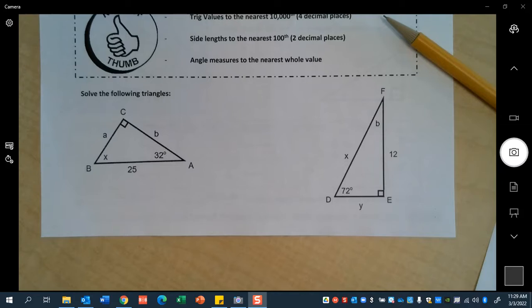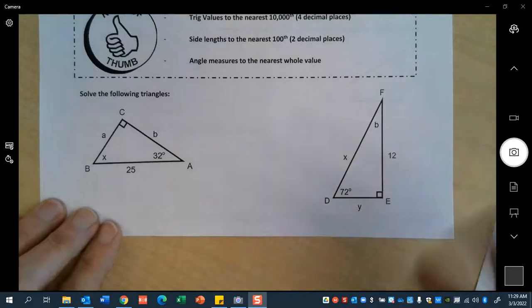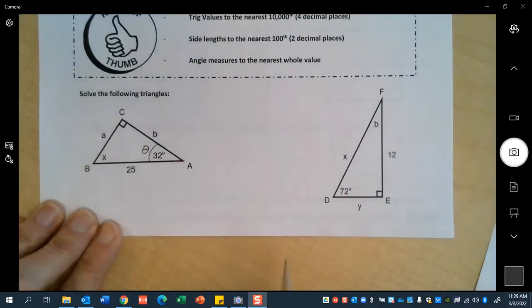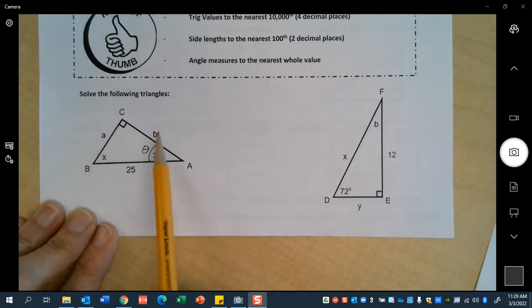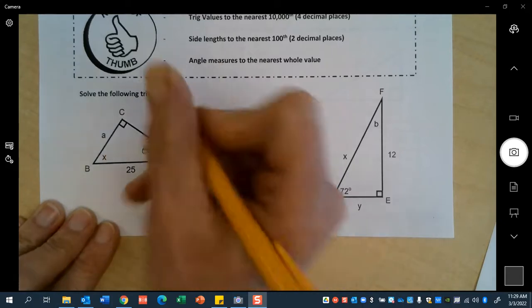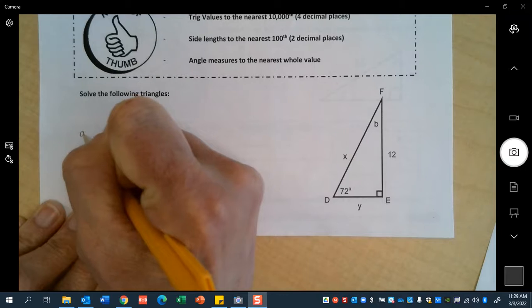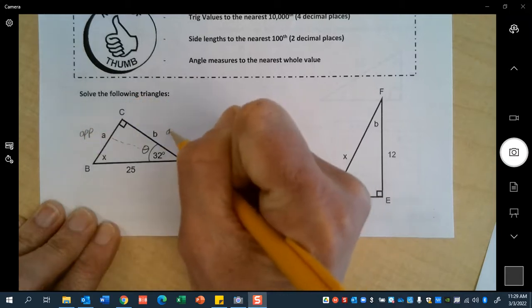So when you're given a triangle, the theta is whichever one you get to pick. It could be x or 32. I'm choosing to use 32 because if I make a mistake in this calculation, it'll throw off all my others. So I'm going to choose 32, and that makes this side my opposite and this side my adjacent.